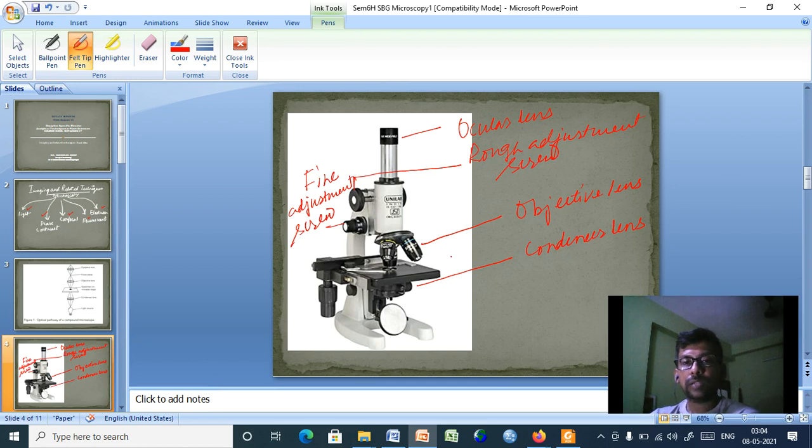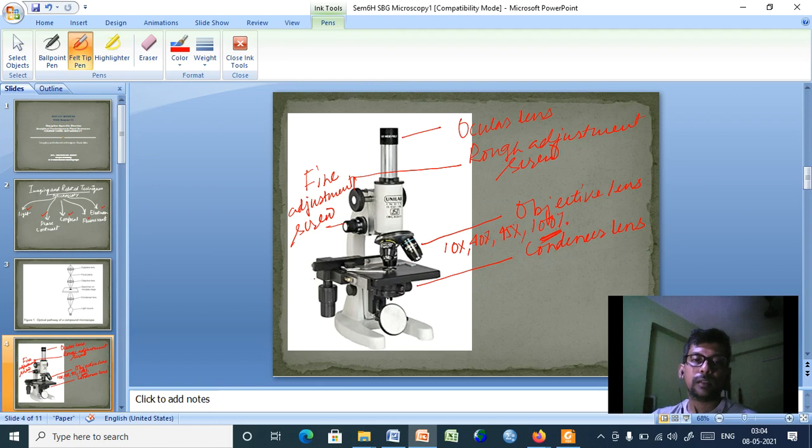And we all know that usually there are 2 to 3 types of objective lens, like 10x, 40x, 55x, and in some cases 100x. And for this 100x, we have to use some immersion oils, which I already mentioned. And this immersion oil increases the refractive index.